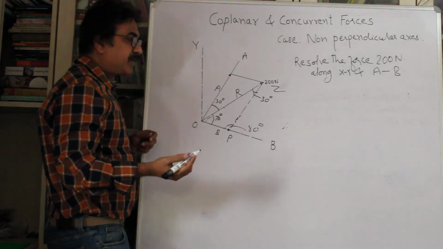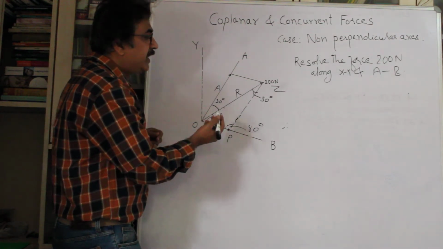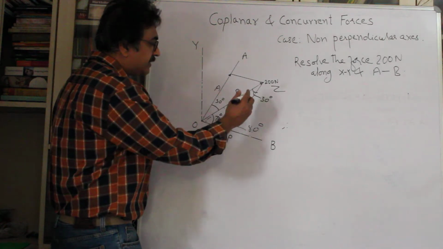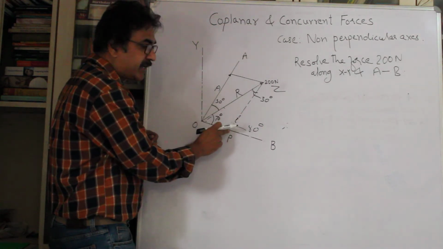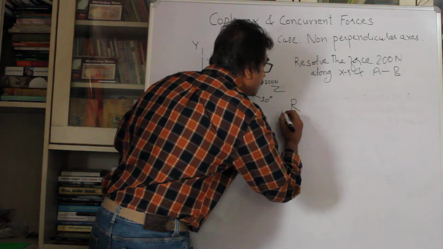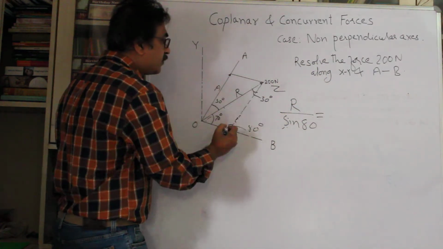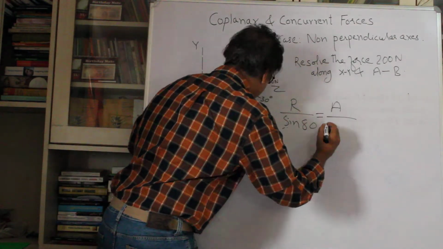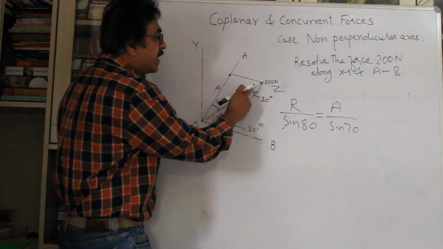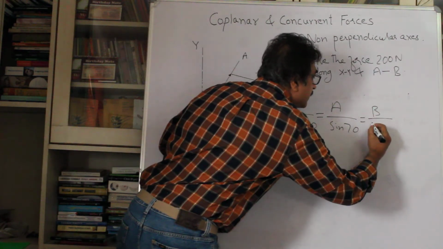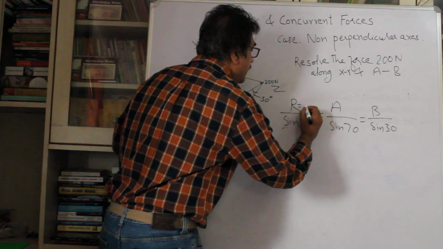So we can now apply the sine rule. What is the sine rule? The sine rule is R upon sine 80, equal to A by sine 70, equal to B by sine 30, right? So R is known to you, which is 200. That means you can find 200 by sine 80, then you can find A.